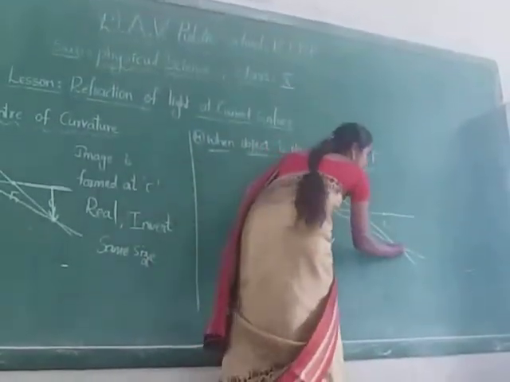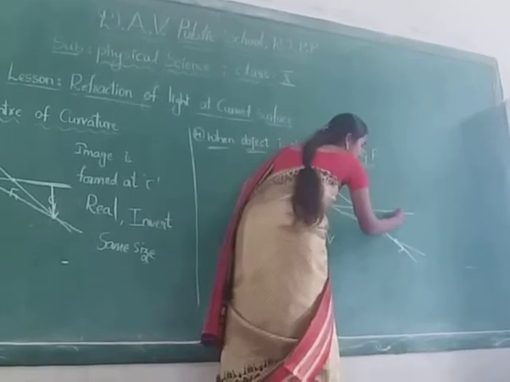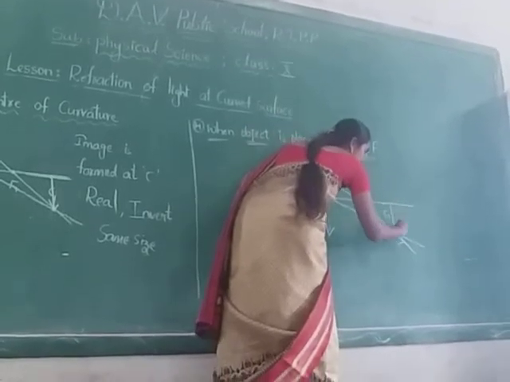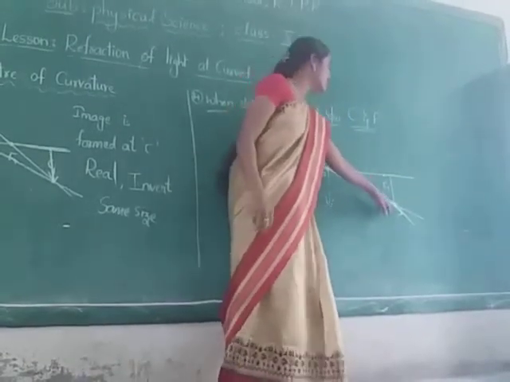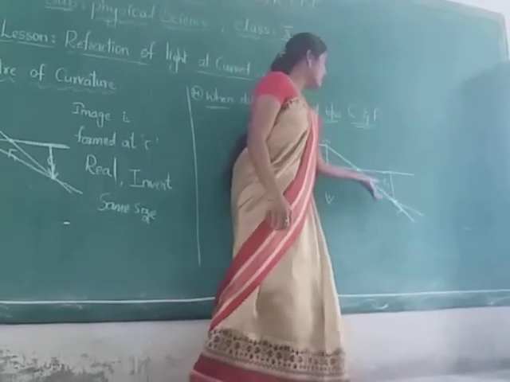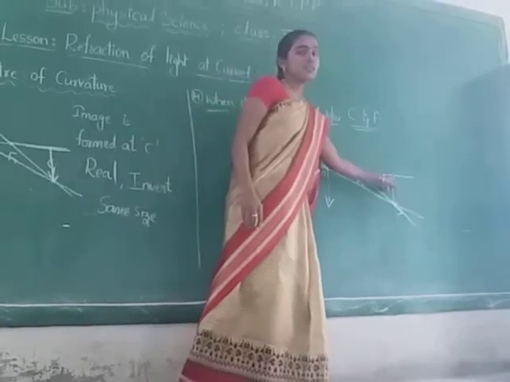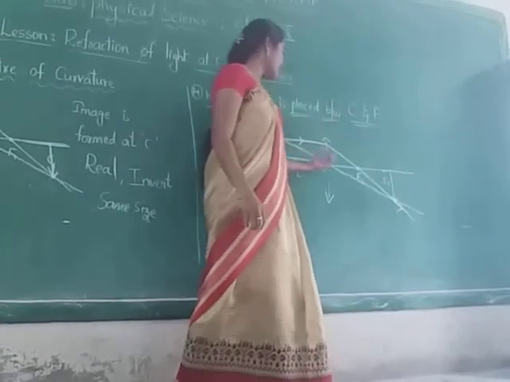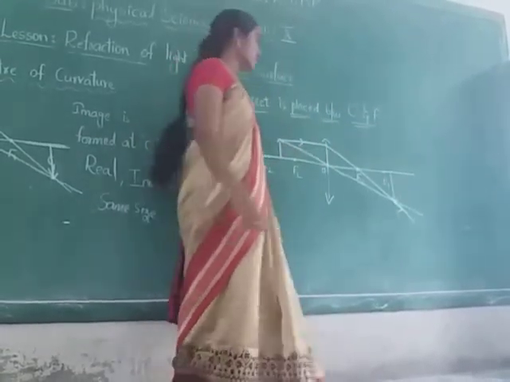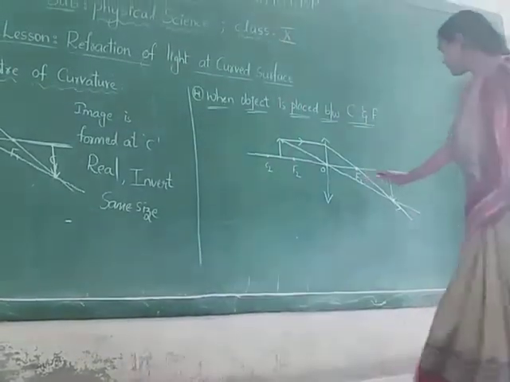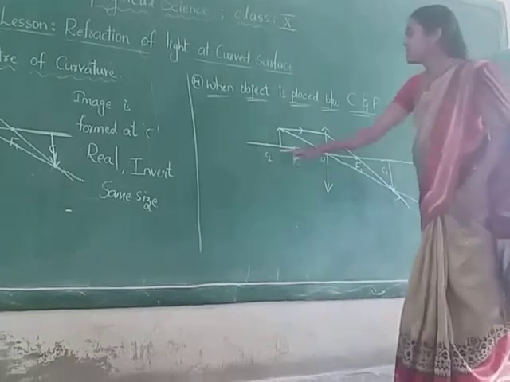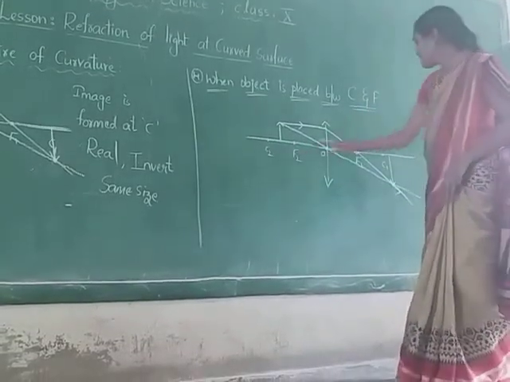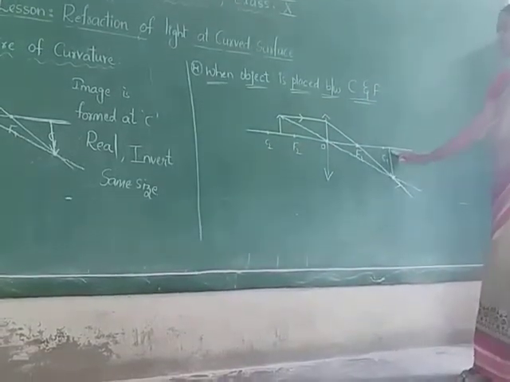This is the intersection point. If we draw the normal from the intersection point, that is the position of the image. Here the image is formed, and if we measure the length of this normal, then we can know the size of the image. Here, where is the image formed? Beyond the center of curvature. When the object is between the center of curvature and focus, the image is formed beyond the center of curvature.